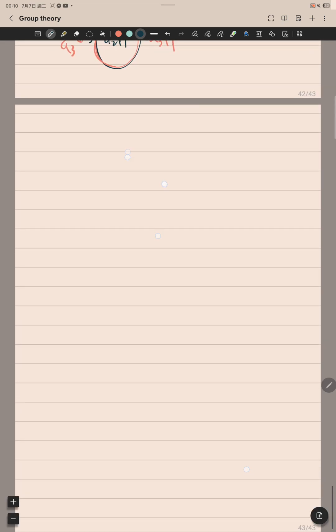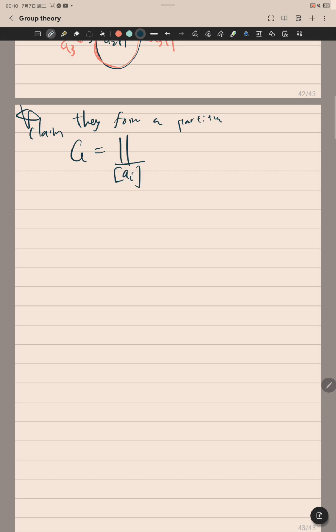Okay, so here is the claim, which is very important. You need to first understand this proof. They form a partition, where G is a disjoint union of the a_iH. This a_i is a representative, and this is a disjoint union.